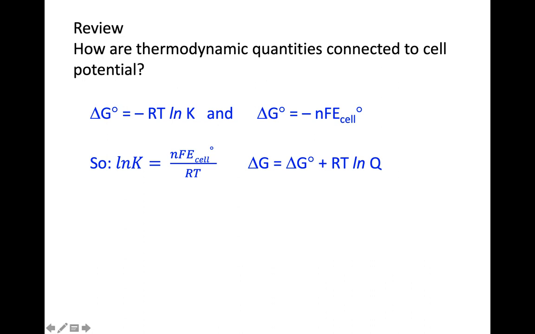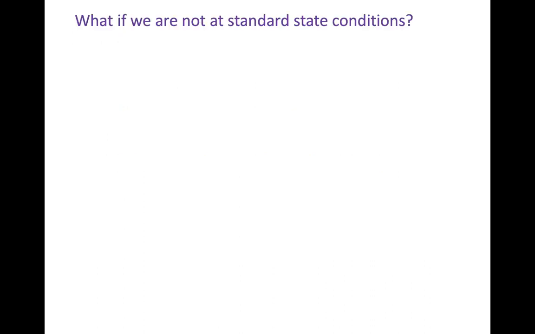potential. We also talked a little bit about this equation, that delta G is equal to the standard free energy change plus RT times the natural log of Q, where Q is the quotient, or the relative concentrations of reactant and product at non-equilibrium conditions. So we're going to focus on that equation a little bit more here.